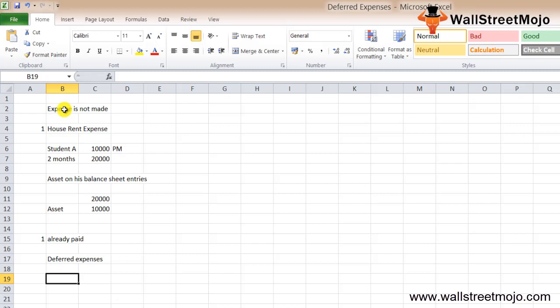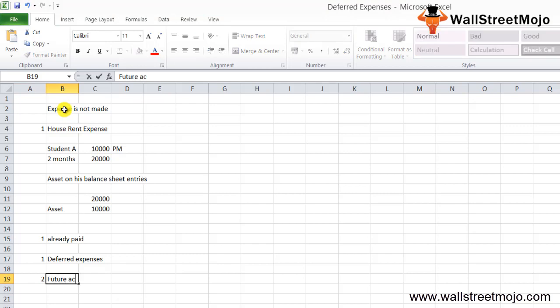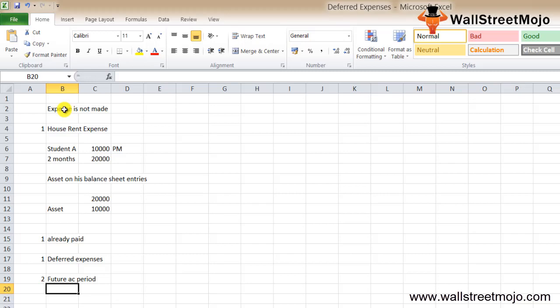Now, formally, the term deferred expenses is used to describe a payment that is made, but won't be reported as an expense until a future accounting period. So these expenses are reported on the balance sheet as an asset until they expire.